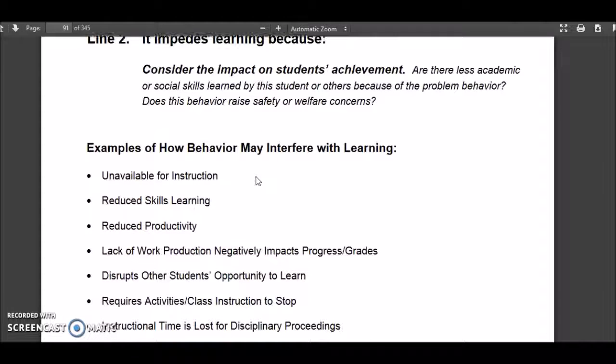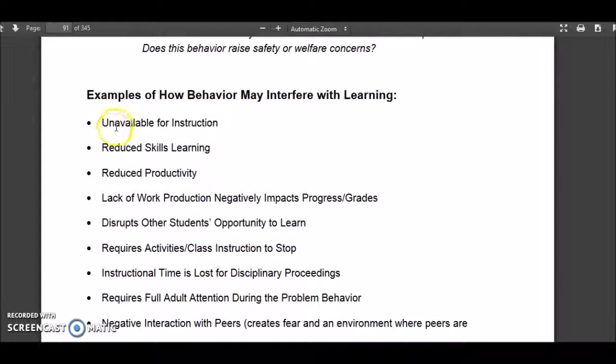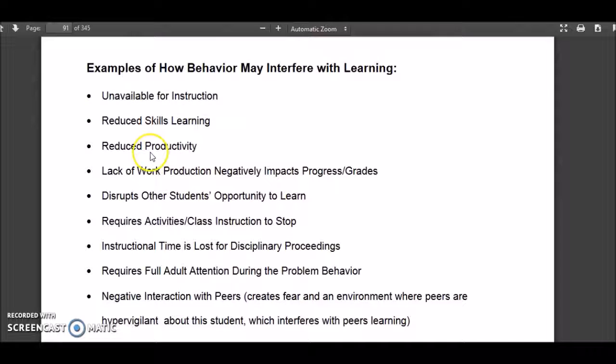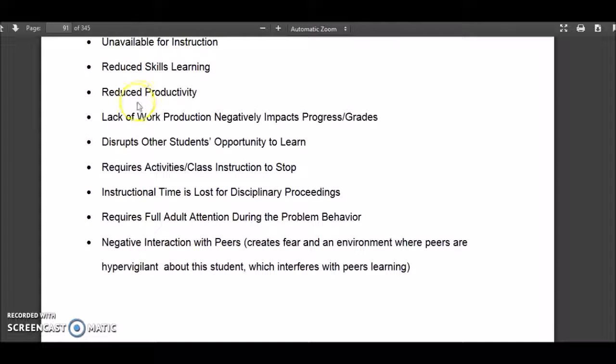So some of the ways that the behavior could be getting in the way of learning is when the student is unavailable for instruction. Let's say a student elopes. That means he or she is not available to engage in the instruction of the classroom. Normally, a lot of the behaviors also would cause reduced learning skills in the classroom, reduced productivity. If they're not engaged or if they're off task, these are going to be likely results. Lack of work production, and we already covered that. There's also this disruption for other students.